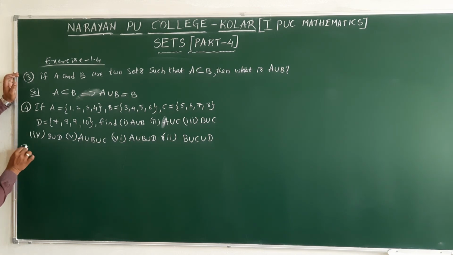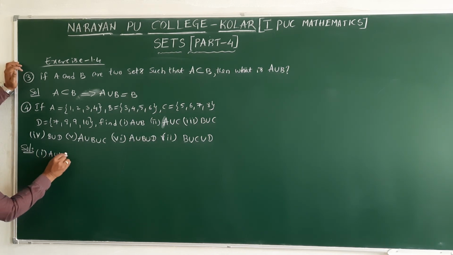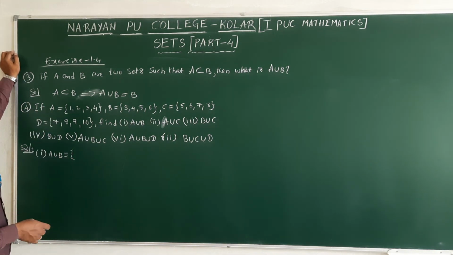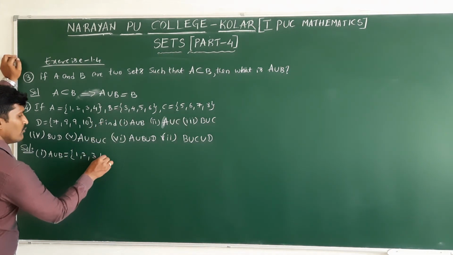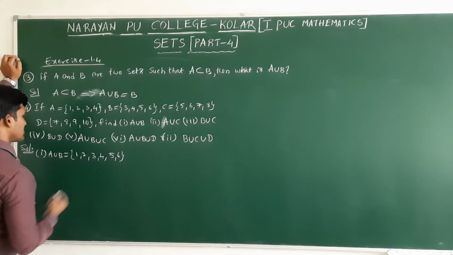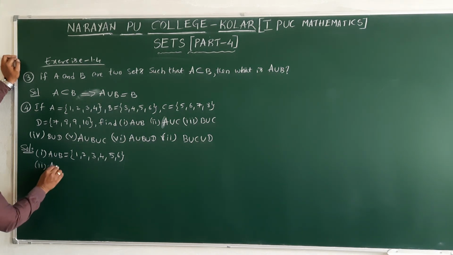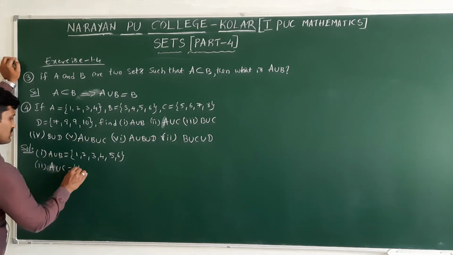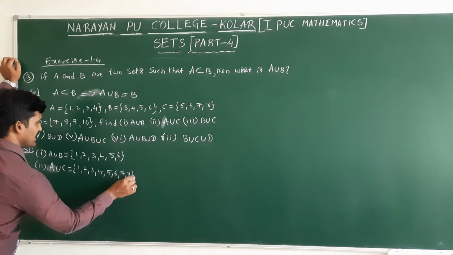Okay, coming to the solution. A, B, C, D are all given sets. First question, which one do we need to find out? A union B is very easy, just combining A and B. Repeated elements are taken only once. 1, 2, 3 are repeated, take only once. 4 is also repeated. 5, 6. Second question, A union C. A and C have no repeated elements, so take all elements once only: 1, 2, 3, 4, 5, 6, 7, 8.